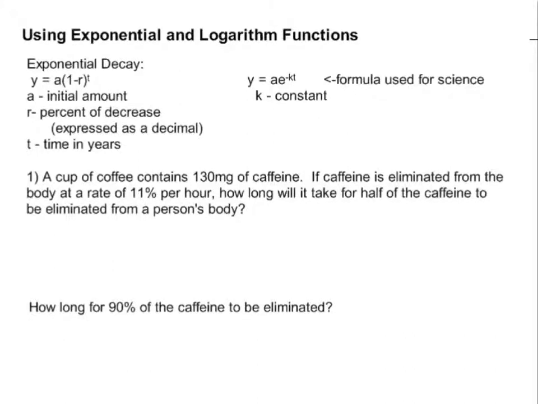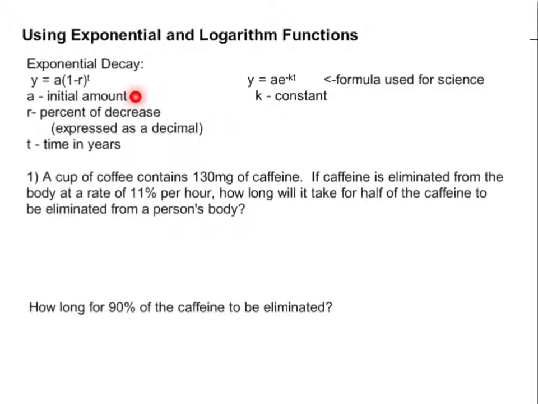Welcome to Algebra 2. Today we are going to be learning about how we use exponential and logarithm functions. The first way we use these is with something called exponential decay. There are two separate formulas for exponential decay. The first formula is y equals a times (1 minus r) to the t.